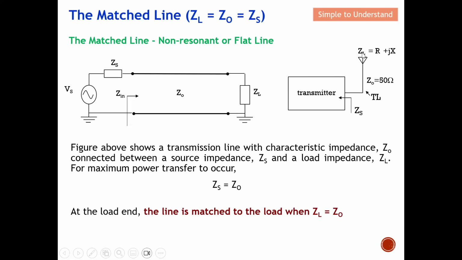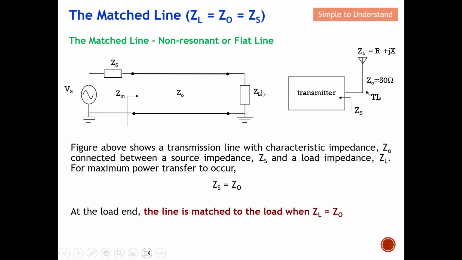Okay, so let's understand again based on the condition of match. The figure above shows a transmission line with a characteristic impedance Z0. This is the characteristic impedance of the transmission line, which is connected between a source impedance ZS and also a load impedance ZL.